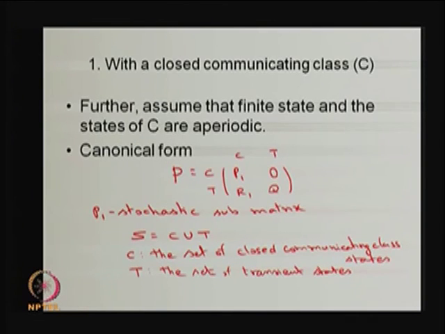That means I am just reordering this P matrix, labeling the states in such a way that first I am collecting all the states corresponding to the closed communicating class, then the set of transient states, and this form is called the canonical form. For a reducible Markov chain, this canonical form is very important, because once you are able to make a canonical form, then you can study the stationary distribution in an easy way.